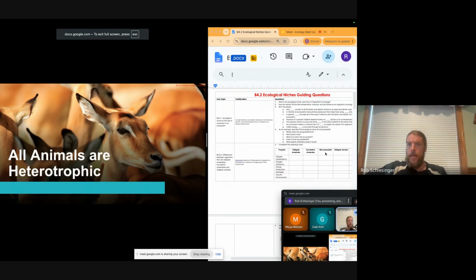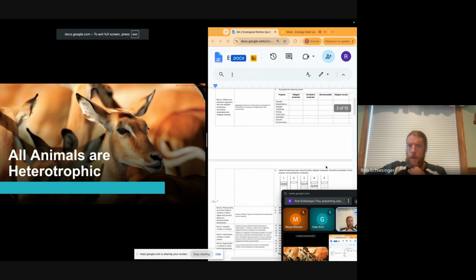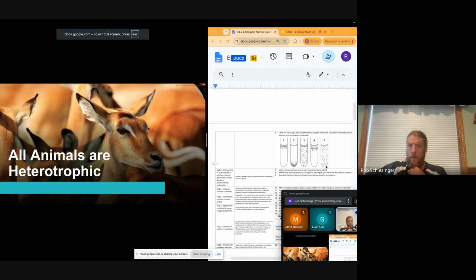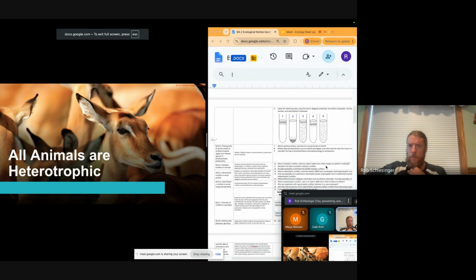You can, again, ignore this column. And they didn't even include the other column in this one. And then going down, we talked about photosynthesis, and hopefully we're all comfortable with photosynthesis as well.